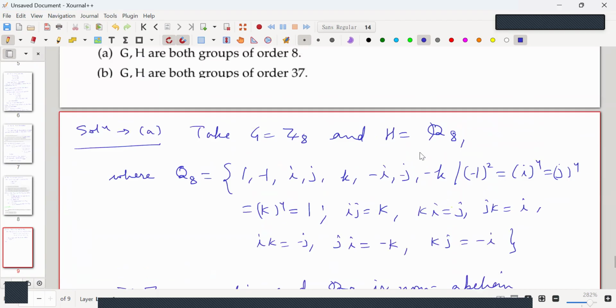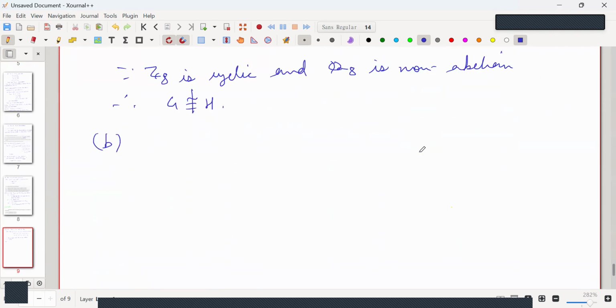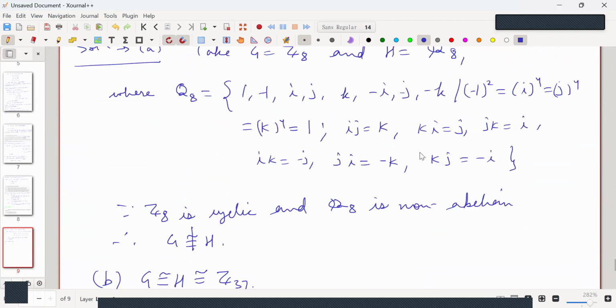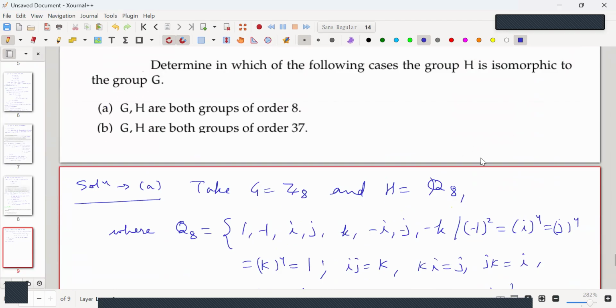So now, the second part: G and H are both groups of order 37. So what you can say is G is isomorphic to H, as both of them will be isomorphic to Z37. There is only one such group because 37 is a prime number. Okay.